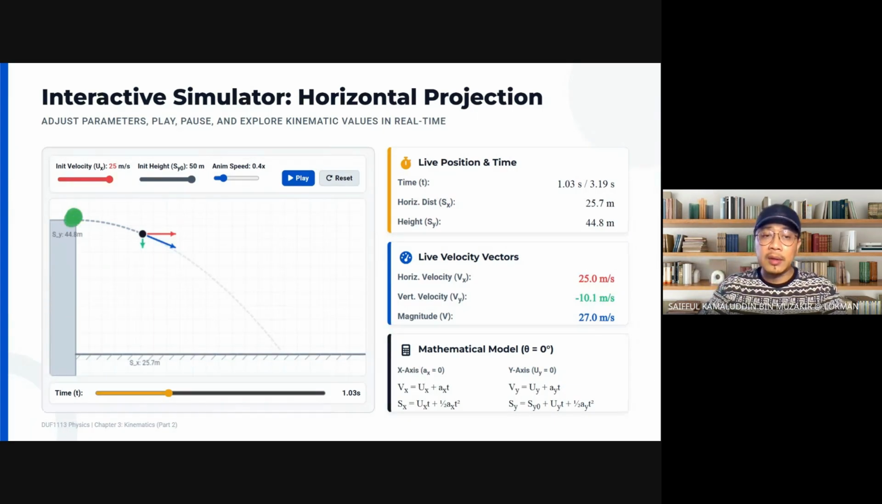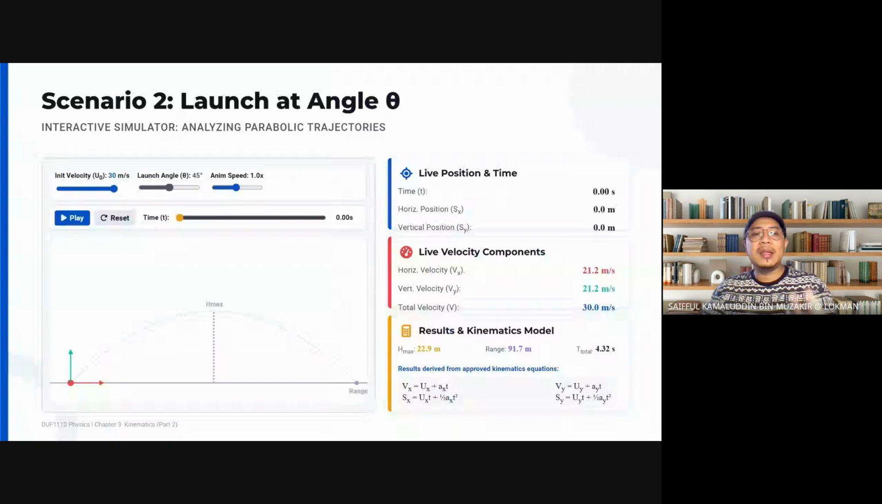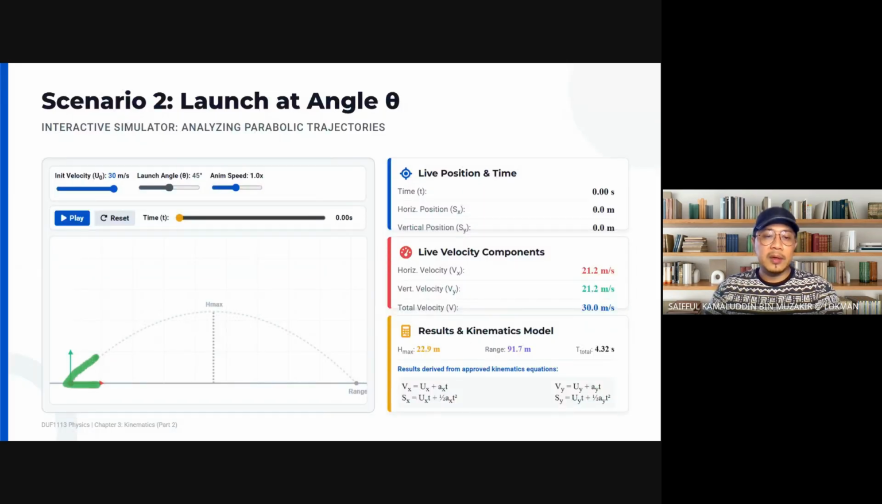So now we are looking at the second part, the full complete projectile motion with launch angle. And what is the launch angle? The small angle over here is our launch angle. This is theta. Now let us set launch angle 45, and animation speed a bit slower, set to 0.3. Now initial velocity 30 meters per second.